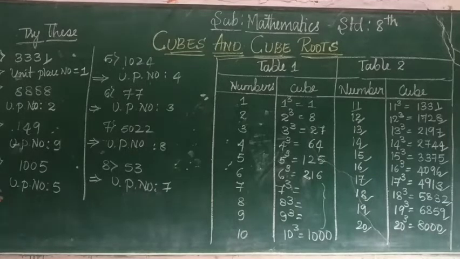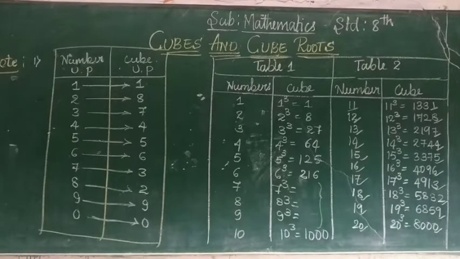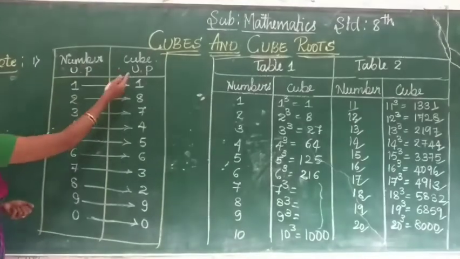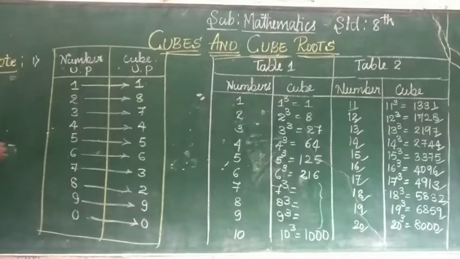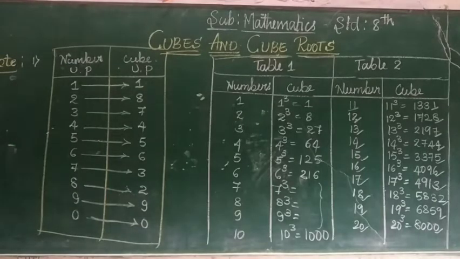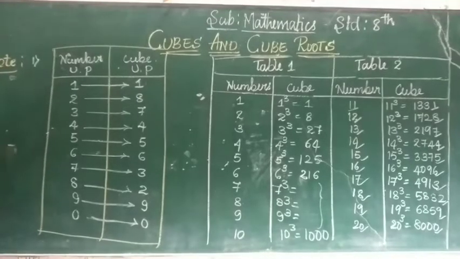Okay, children? All of you, write this in your notes. Note 1, the table: the number's unit place is like this, and the cube's unit place number like this. All of you write this table in your notes. I will give a few minutes.